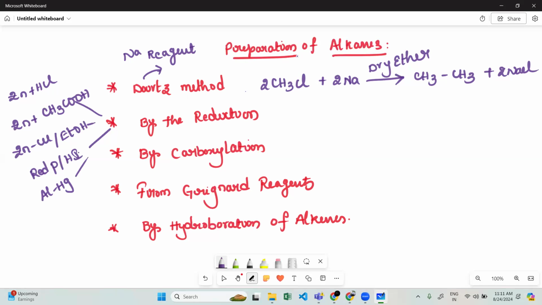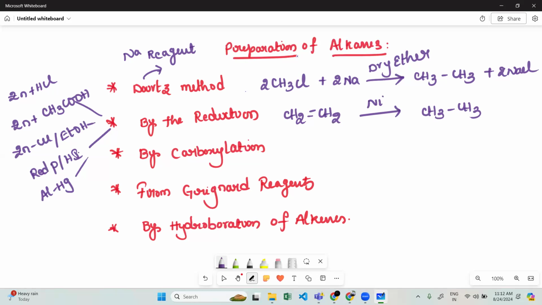If you take an alkene in the presence of a reducing agent, for example nickel, what will happen? It adds hydrogens. Reduction is basically the addition of hydrogens to the particular reactant. Finally, it will form an alkane. This is one preparative method to make alkanes.